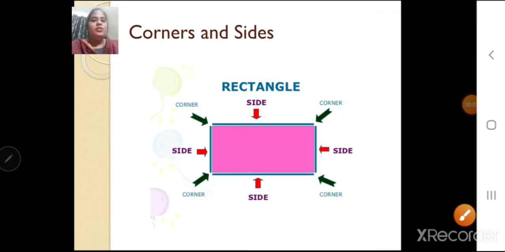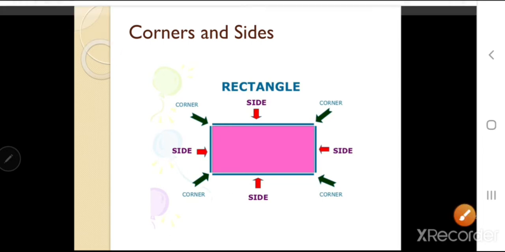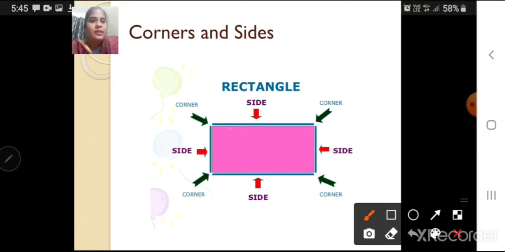Children, look at this picture, at this shape. What do we have here? A rectangle. Now with the help of this rectangle we are going to understand what are corners and sides. What is a corner? A corner is a point where two straight lines meet. Now in this rectangle, do we have straight lines? Correct, we have. Where? Here.